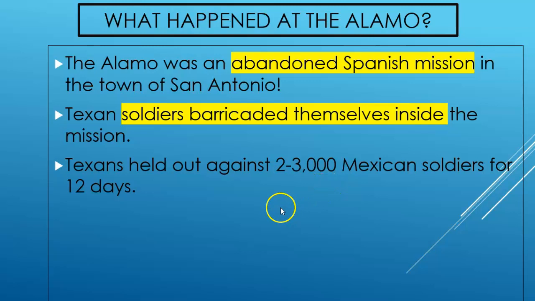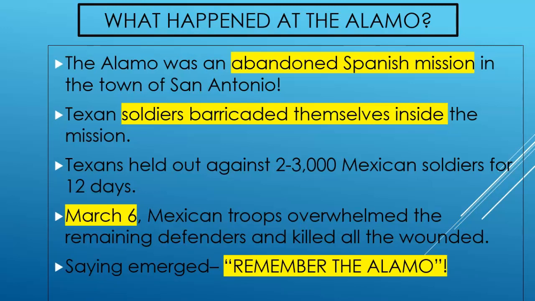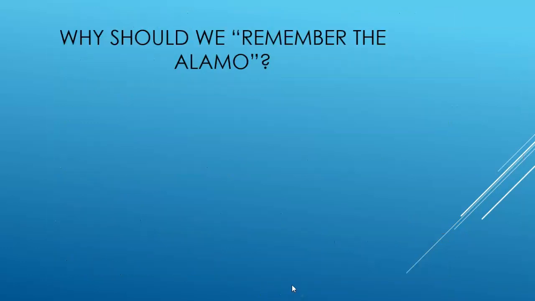And so the point is, as they hold out, they are able to delay and allow the rest of Texas to basically prepare. But eventually they run low on ammunition, they run low on men, and they are overwhelmed finally on March 6th. Mexican troops come over the walls and basically breach the actual defenses, and they are in, and everyone inside is then massacred, excluding some women and slaves. But as the people who remember their sacrifice start the saying, "Remember the Alamo."